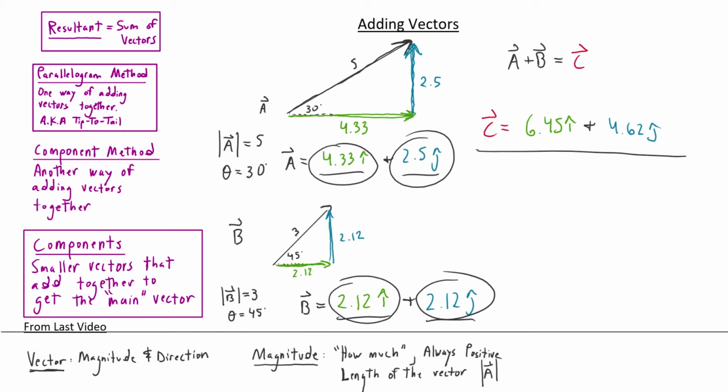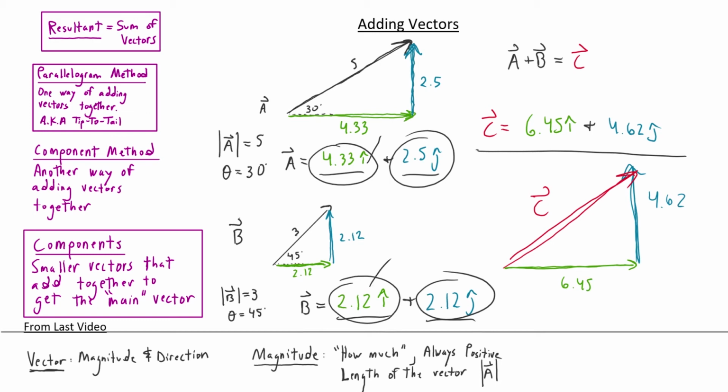It's going to have a pretty big x component, that's that 6.45, and its y component is that 4.62, and these components add together to make our C vector. So that's how you do the component method. It's as simple as adding the x components together to make the x component of your sum, and the y components together to make the y component of your sum. That's it.